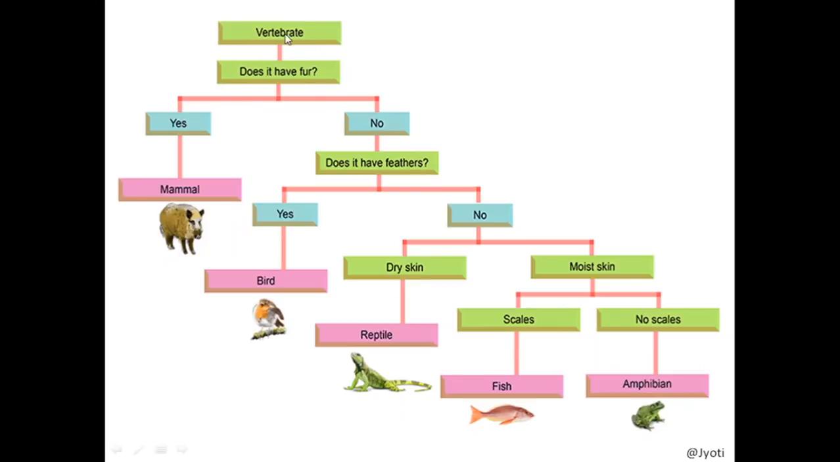Let me give you one example. Here so many vertebrates are there. Now what is the character given here? Does it have fur? There is a question. You have these animals, and now you have to observe these animals and identify them.